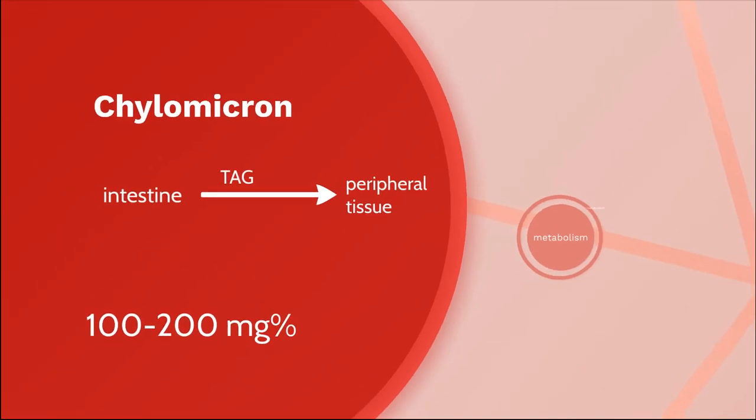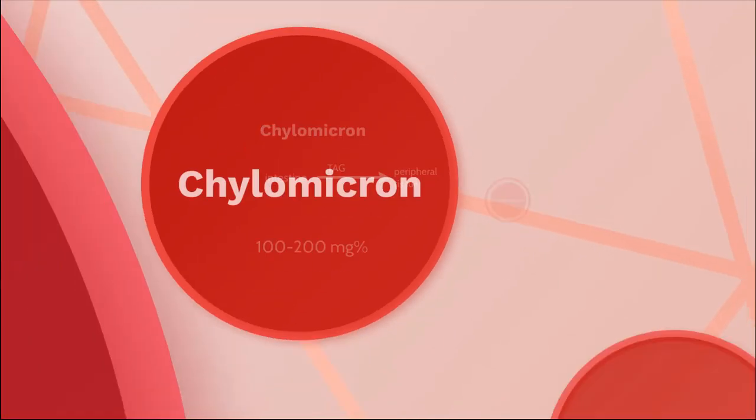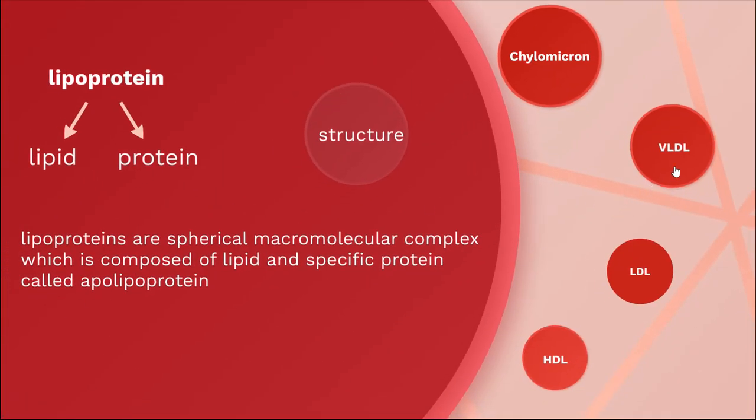So this is how the chylomicron transports triacylglycerol from intestine to the peripheral tissue. The desired level of chylomicron is 100 to 200 mg%. Now let's come to the VLDL metabolism.